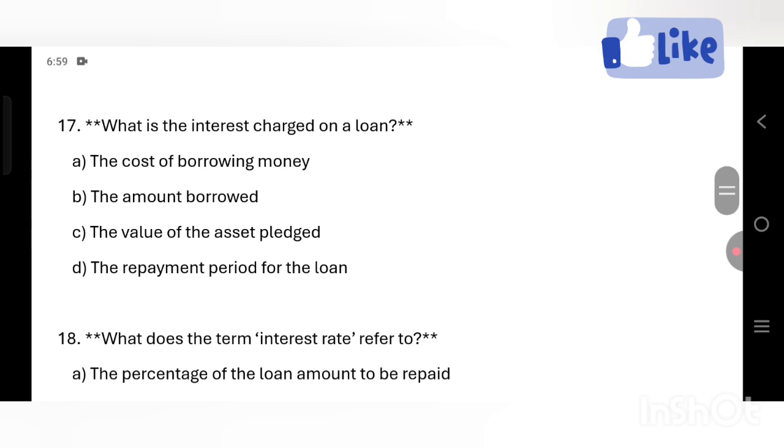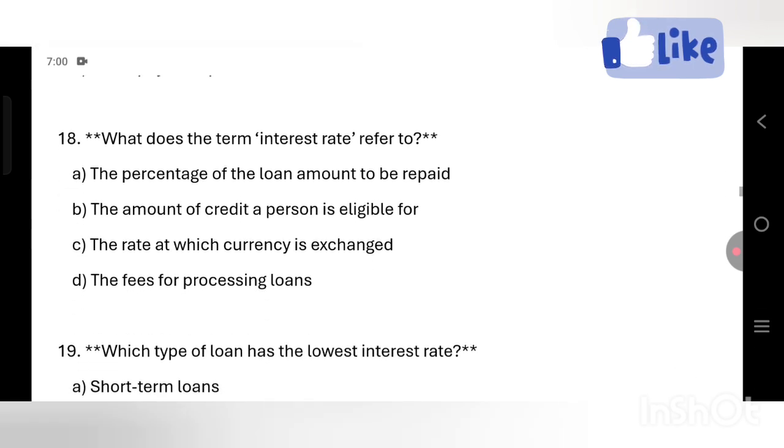Question number 17. What is the interest charged on a loan? Option A, the cost of borrowing money. Option B, the amount borrowed. Option C, the value of the asset pledged. Option D, the repayment period for the loan. The correct answer is A, the cost of borrowing money.